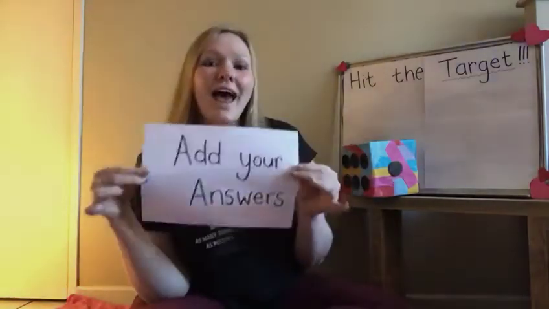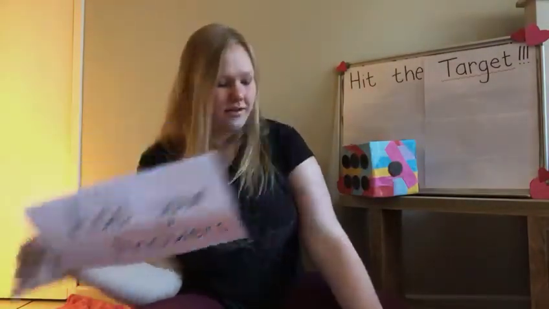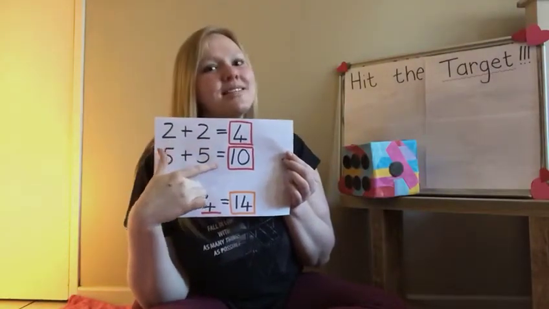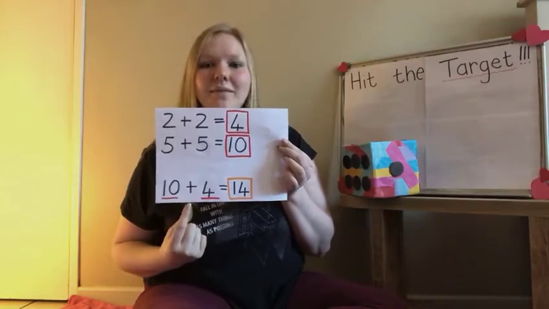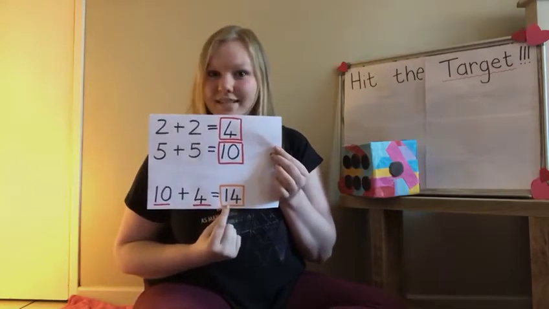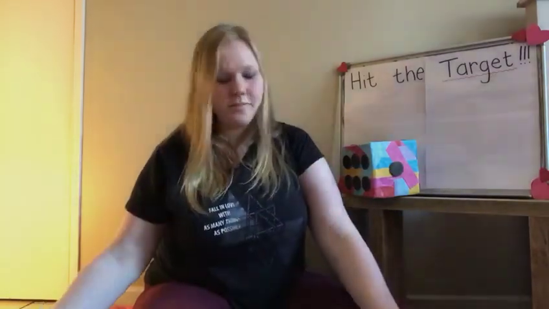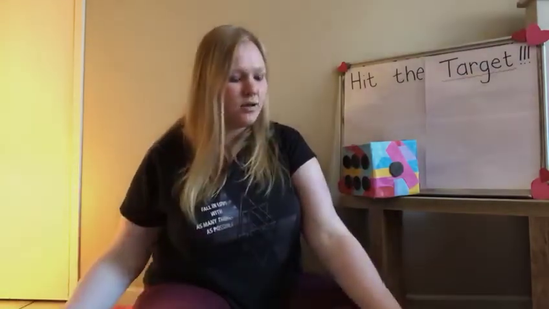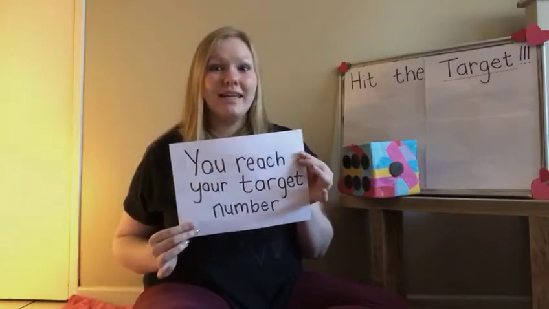Now we are going to add our answers together. So if our first answer was 4 and our second answer was 10, we will say 10 plus 4 equals 14. And that is our new number. We are going to keep rolling until you reach the target number.